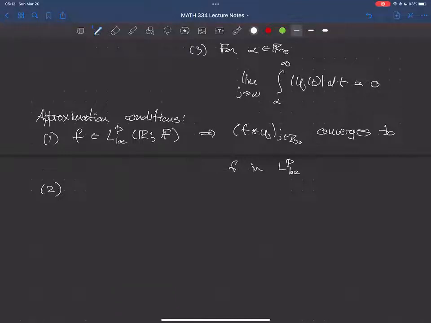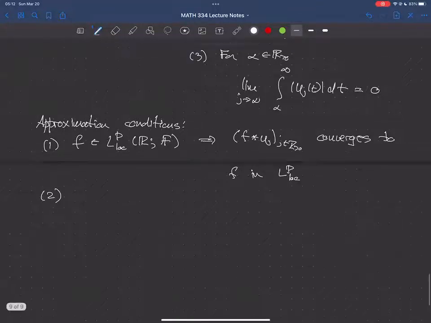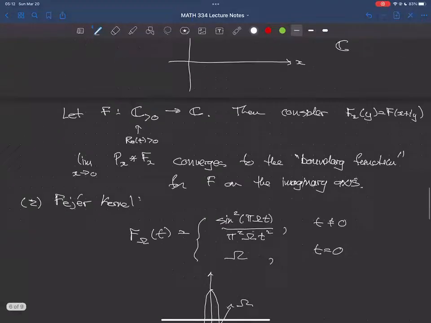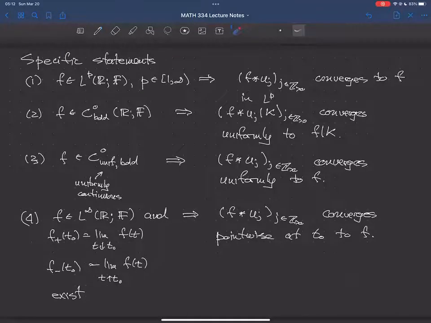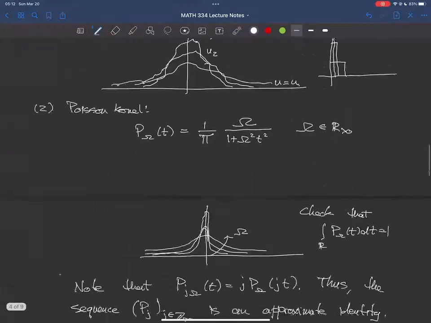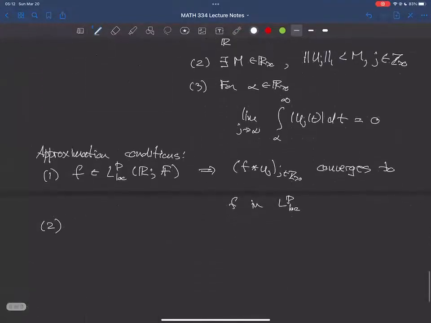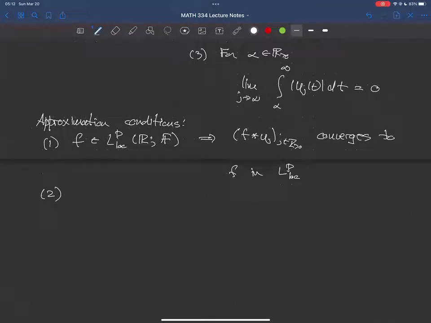Then you have the continuity conditions. And again, you get a more powerful result here than you do on the real line. On the real line, we had two results for continuous signals. We needed boundedness and uniform continuity in order to give convergence on compact subsets, and then uniform convergence on all of R. So for signals defined on the positive half line, we get a much better result.